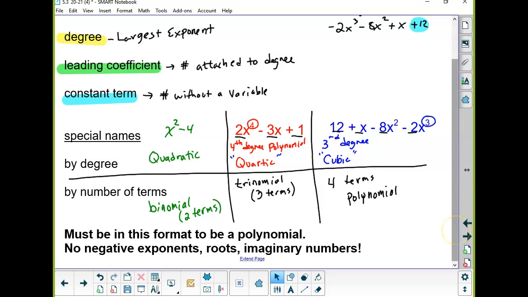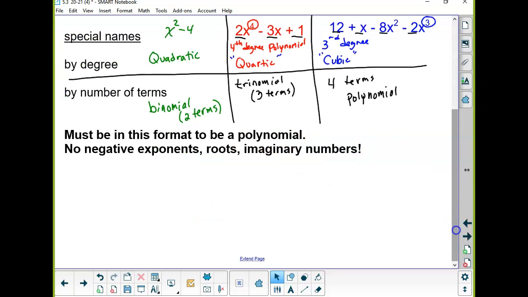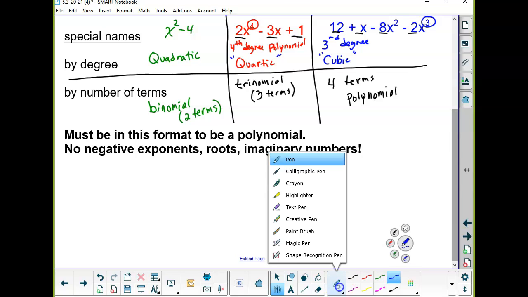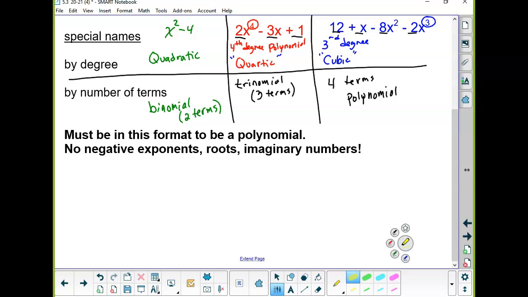Now, I did put a little note down here, just for us to be aware of. When we write polynomials, it needs to be written in the format that was mentioned above, where we can identify all those elements. If it's not, we cannot have any negatives in the exponent, any roots, or any imaginary numbers. I'm just going to show you quickly what I mean by that.